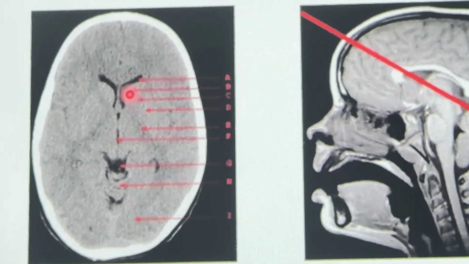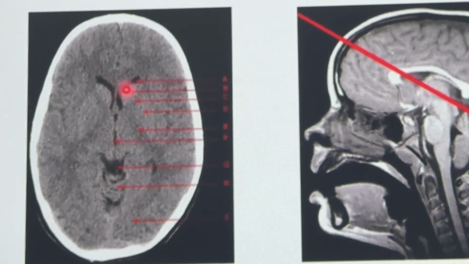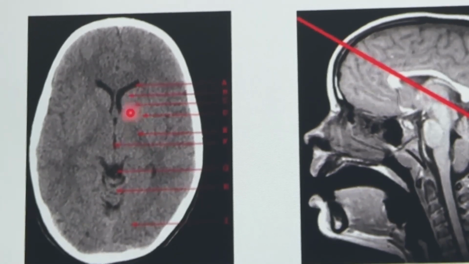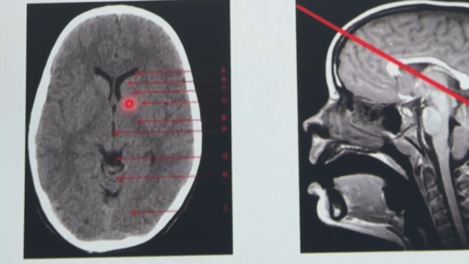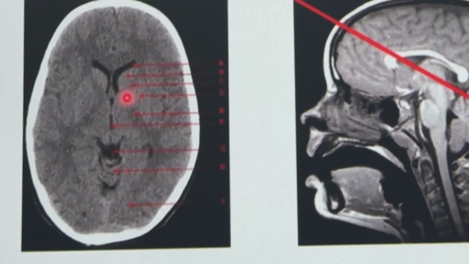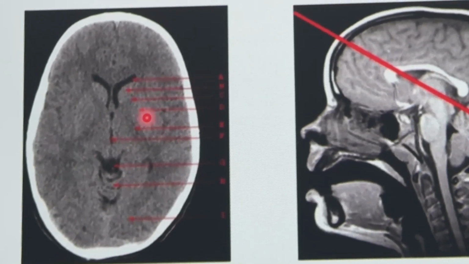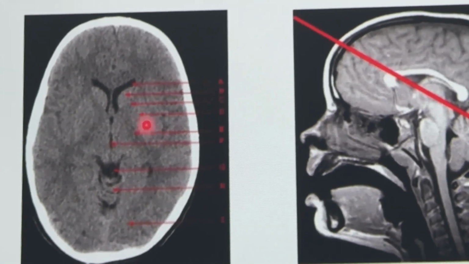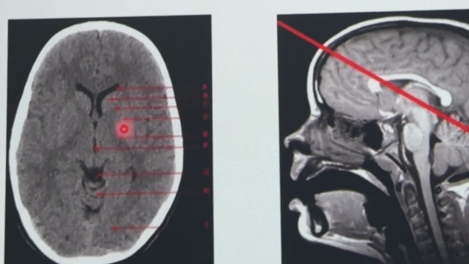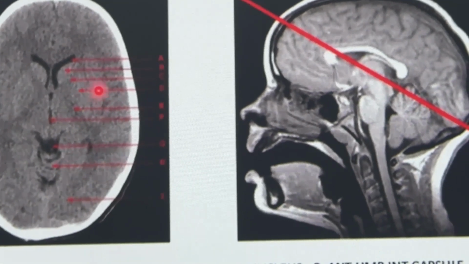This is the caudate nucleus, and this is the lateral to anterior limb of the internal capsule, and here the posterior limb of the internal capsule, and here the genu. Here the lentiform nucleus, globus pallidus, and medially and laterally. Here is the external capsule region.